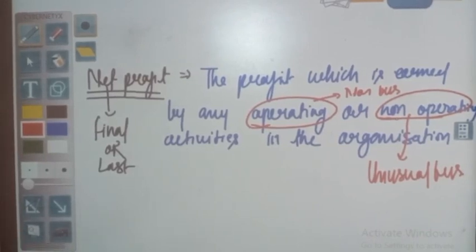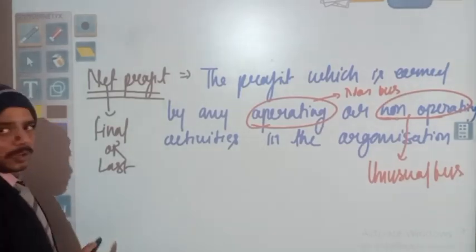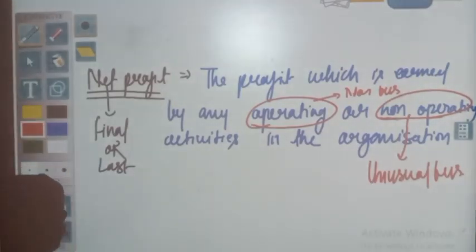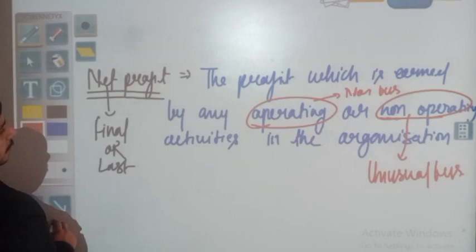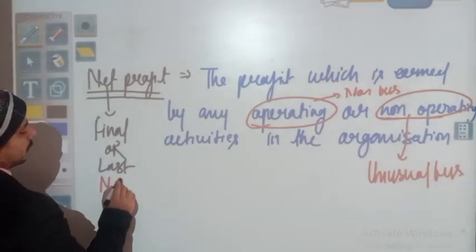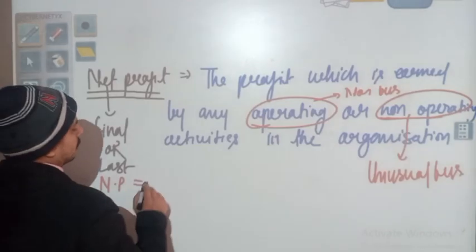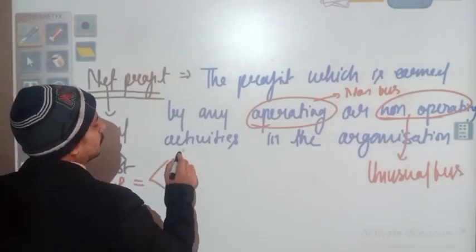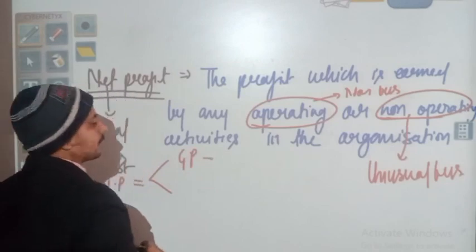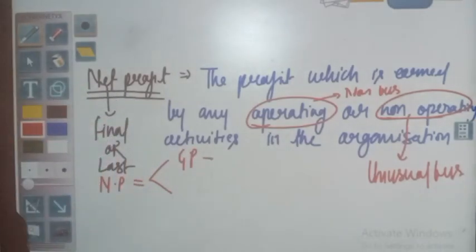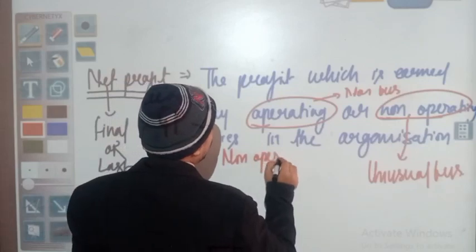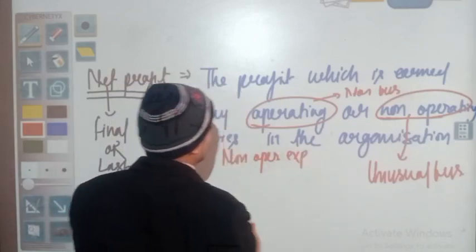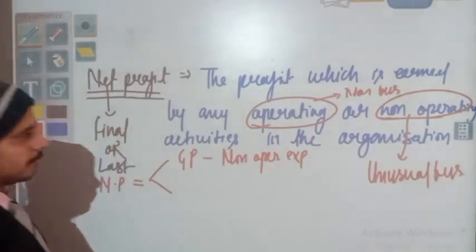So, as we said, the calculation of net profit could be made with this formula: net profit is equal to the gross profit minus all non-operating expenses and plus non-operating income.